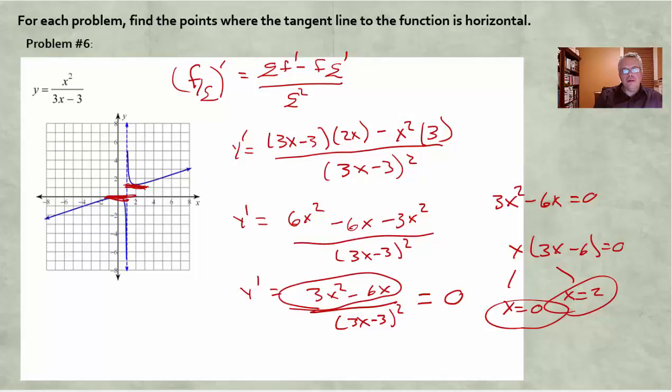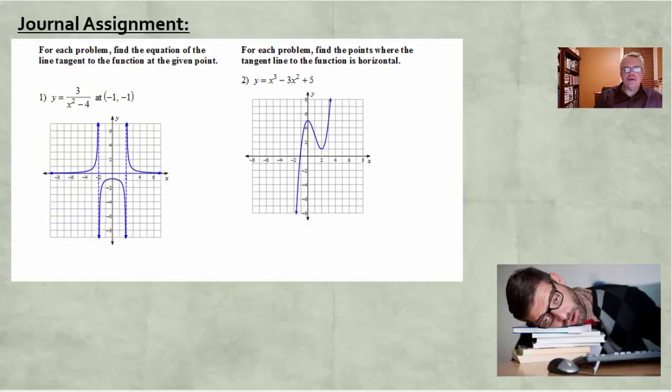All right, that was a lot of math there. It's your turn now. So we got one problem of each kind. First problem, find the equation of the tangent line to y equals 3 over x squared minus 4 at -1, -1. You're going to need the quotient rule for that. For the second one, we have a cubic function. Find the points where the derivative is 0.